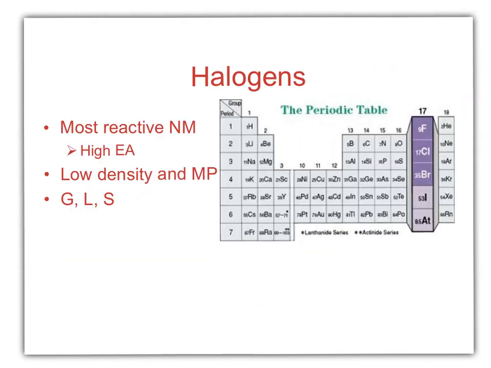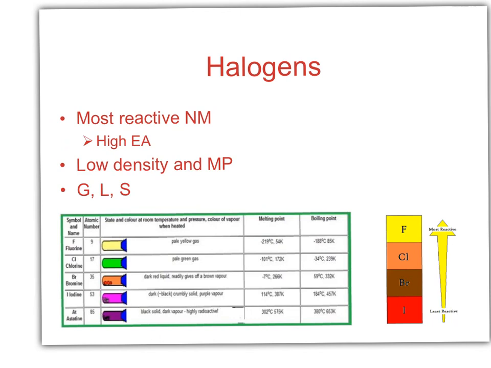All right, so on the right-hand side now, the next column is going to be the halogens, which is going to be your most reactive nonmetal, again, because they have very high electron affinity. They have low density and low melting point. In fact, their melting point is so low that these three, the first three, are going to be gases at room temperature. Okay, iodine's going to be liquid and astatine's going to be a solid. And you can see that here.